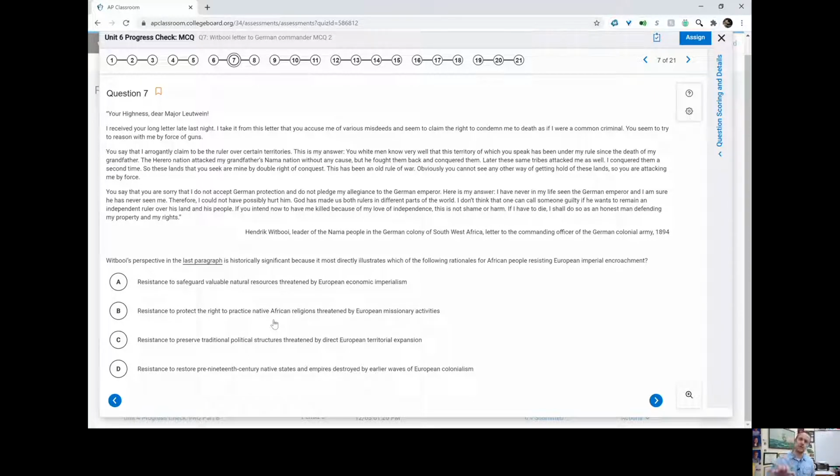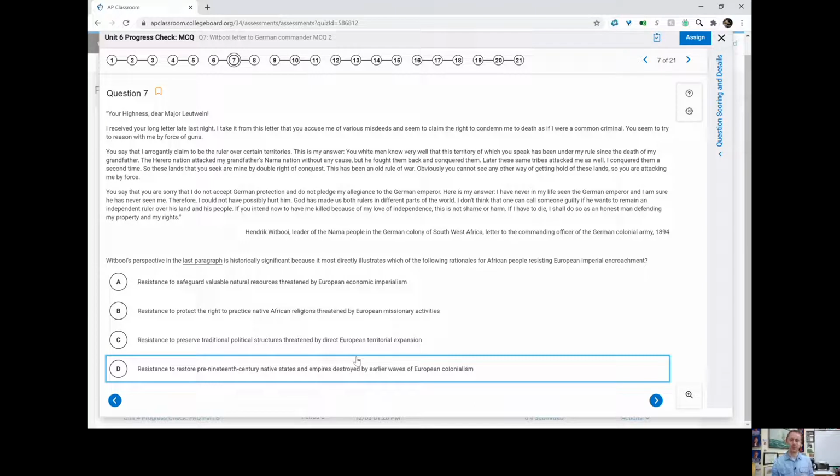And again, you need to save time by avoiding reading the entire passage 3 times. You don't need to do it. If you're only reading that last passage, you should be able to eliminate 2 choices just by way of that. You're down to C or D. Preserve traditional political structures and restore pre-19th century. It sounds a little bit more like D if I'm being honest, because it's going back to what he has. So if I'm looking at this, it's C or D.